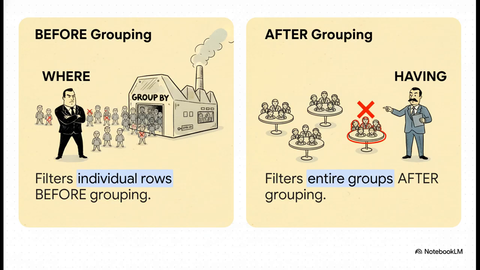Now, this is a spot where a lot of people get tripped up. You might think, filtering? Isn't that what where's for? But there's a huge difference here. Where filters individual rows before any of the grouping happens. Having filters the finished groups after all the summaries are calculated. The best way to think about it is this. Where is like the bouncer at the door of a club checking IDs one by one. Having is like the manager inside looking at the full tables and deciding which groups get to stay for the VIP party.